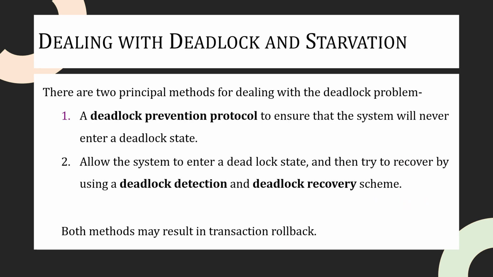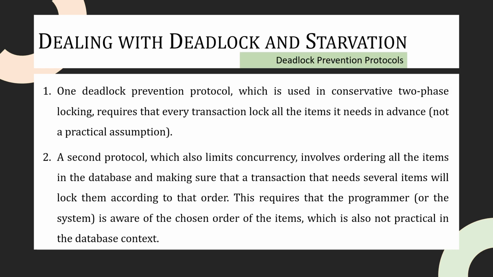There are two methods for dealing with this deadlock problem: a deadlock prevention protocol and a deadlock detection and recovery scheme. A deadlock prevention protocol ensures that the system will never enter a deadlock state. Whereas in the second case, deadlock detection, it allows the system to enter a deadlock state and then tries to recover by using a deadlock detection and recovery scheme. Both these methods may result in transaction rollback. Let us look into the various deadlock prevention protocols.